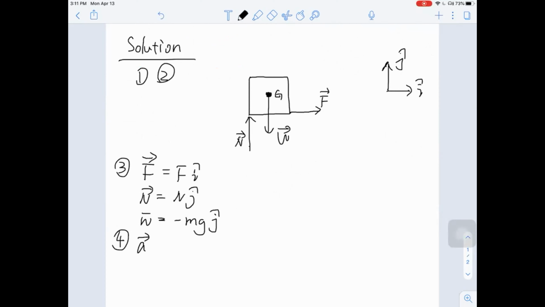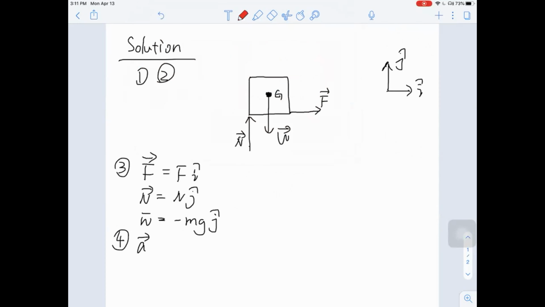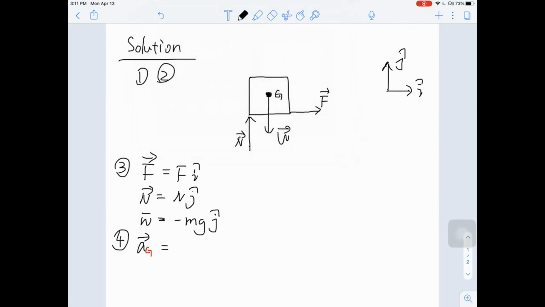Step 4, acceleration. Here, pay extra attention. In this chapter, all the acceleration of a rigid body should be the acceleration of the mass center. So I add a G there to tell myself this is the acceleration of the mass center, a_G. Since the box is only moving in the i direction, the acceleration is only in the i direction.